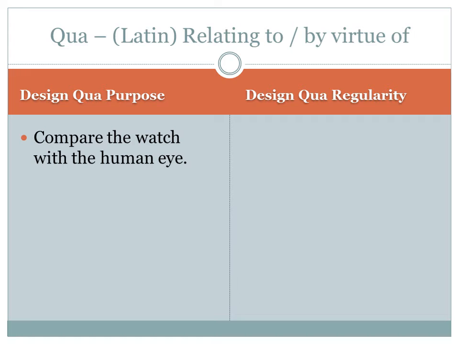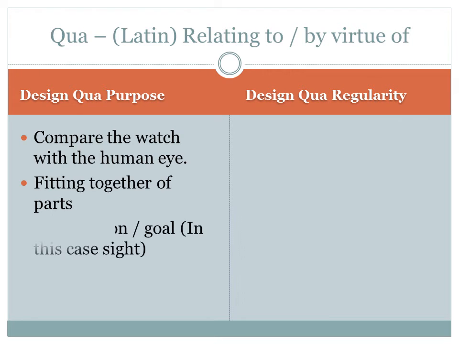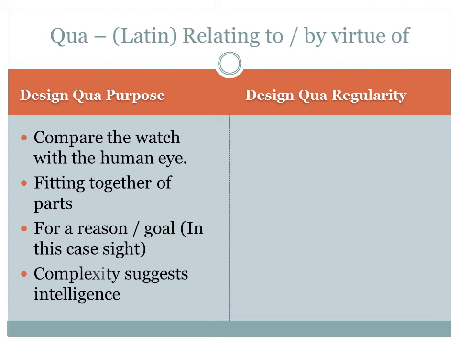In design qua purpose, we saw the comparison between the watch and items like the human eye. We saw the fitting together of parts, and we saw the idea that there was a goal or purpose. For the eye, the purpose would be sight. For the watch, the purpose would be telling of the time. And the complexity of all these parts fitting together for a purpose suggests an intelligent designer.